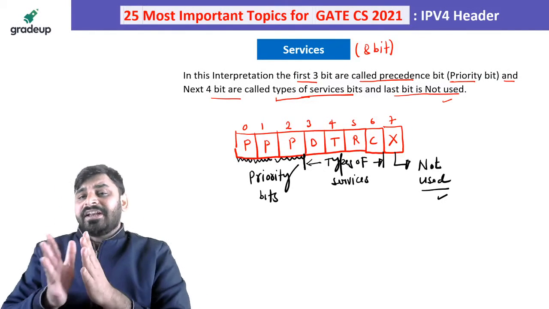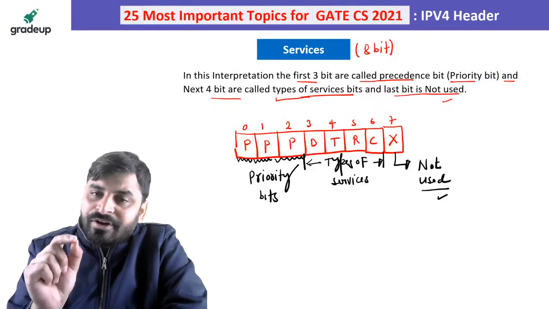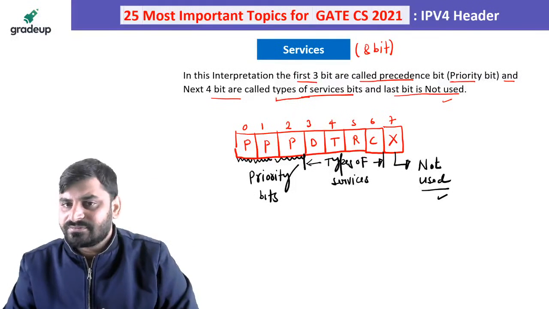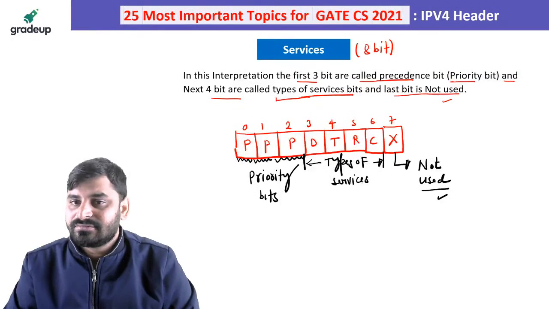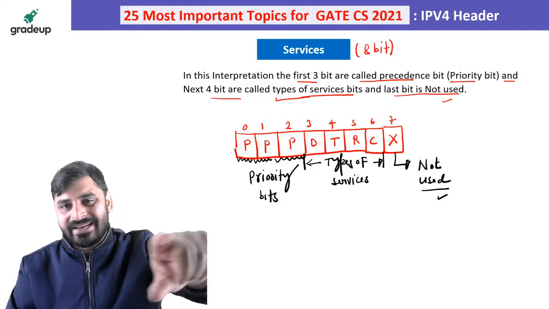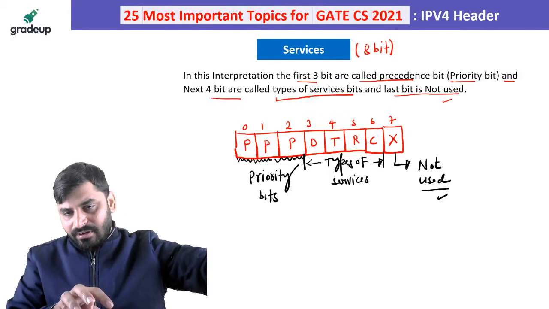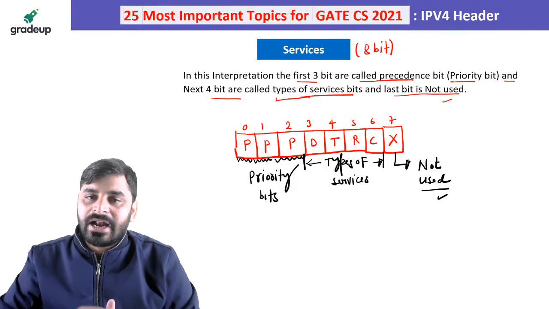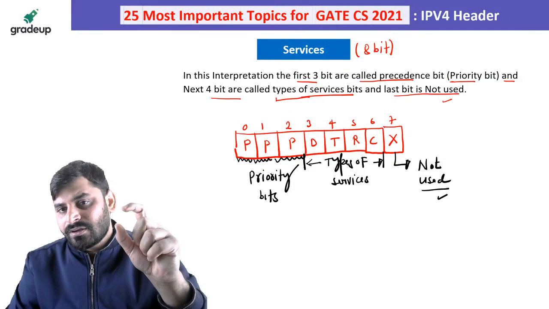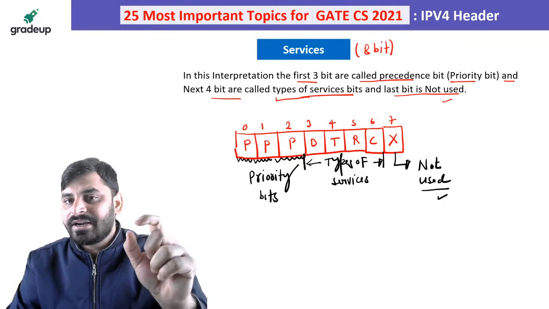So why did we need a priority field, guys? The priority field is needed if a router is congested. Many packets arrive at the router at the same time. The router is congested and we need to discard some datagram. Datagram means the packet name at the IP is datagram. Suppose many packets arrive at the router at the same time and the router is congested and needs to discard some datagram. So those datagram which have the lowest priority are discarded first.